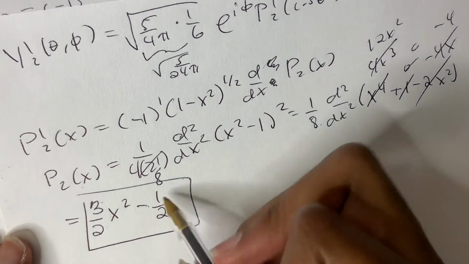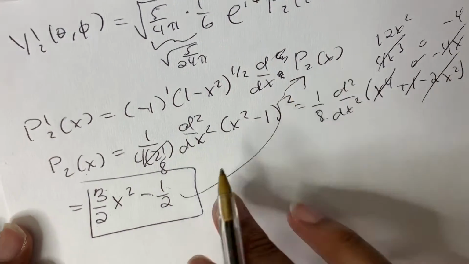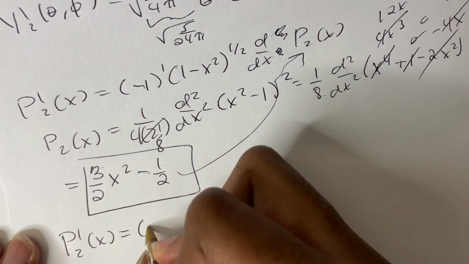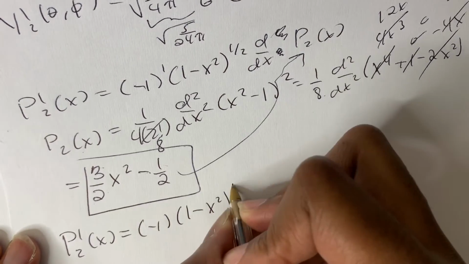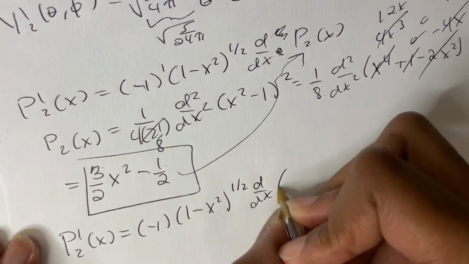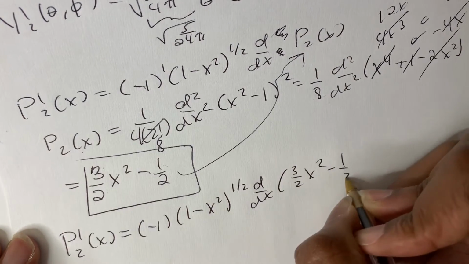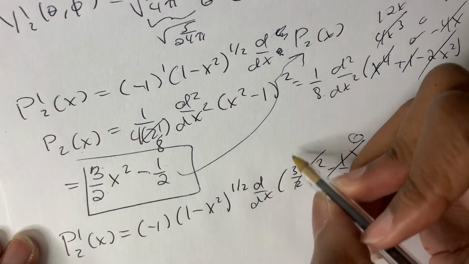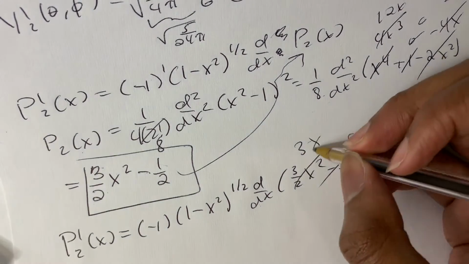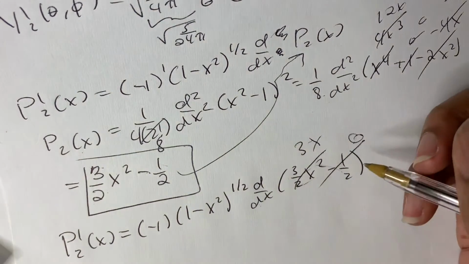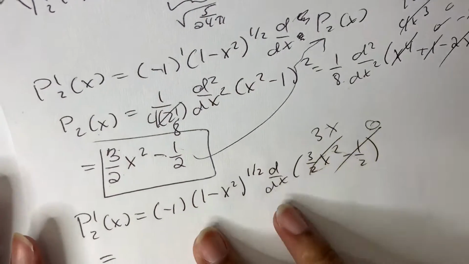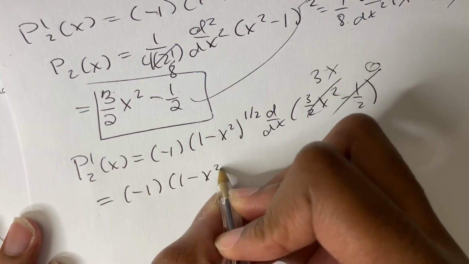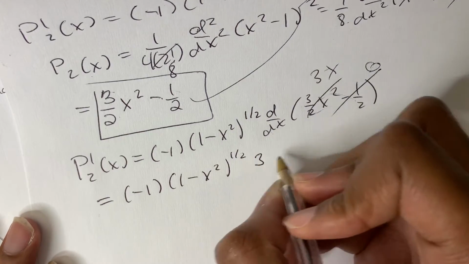So what we do now is we just plug this back into P12 of x. P12 of x equals minus 1 times 1 minus x squared to the 1/2, times the first derivative of 3 over 2 x squared minus 1/2. This is going to be 0 once you evaluate with this derivative, and this is going to be 3x once you evaluate with this derivative. So this is just going to be equal to minus 1 times 1 minus x squared to the 1/2, times 3x.